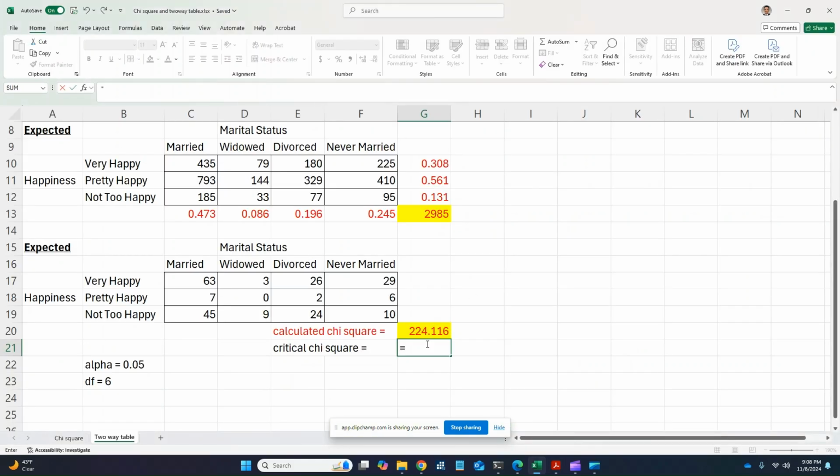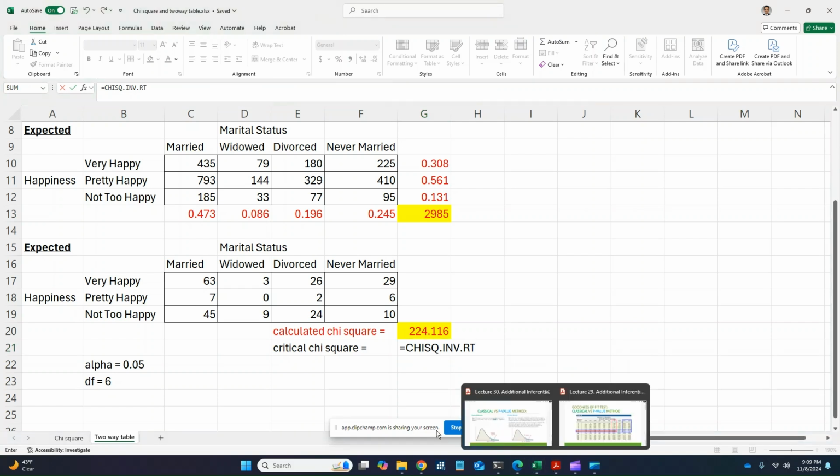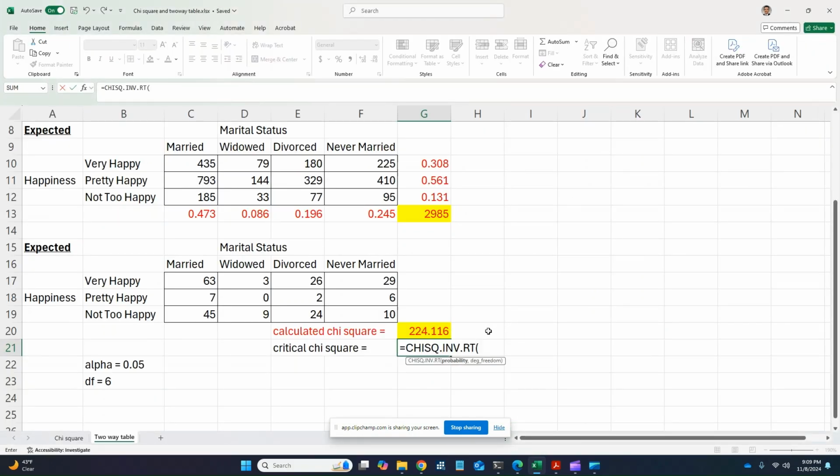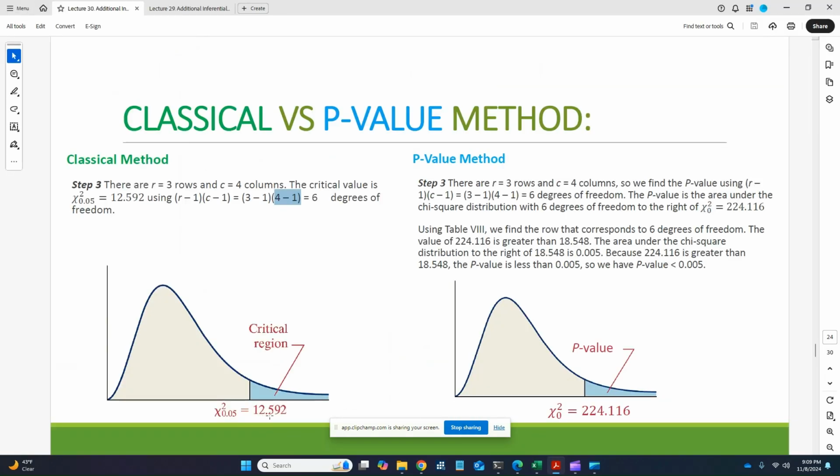So I'm going to use CHISQ.INV.RT. INV stands for inverse, and RT is right tail, because we are only using the right tail of the distribution. Excel asks you for probability, and we know the probability, alpha, is 0.05, and the degrees of freedom is 6. Then we get the critical chi-square, 12.59. So right here it is 12.592.